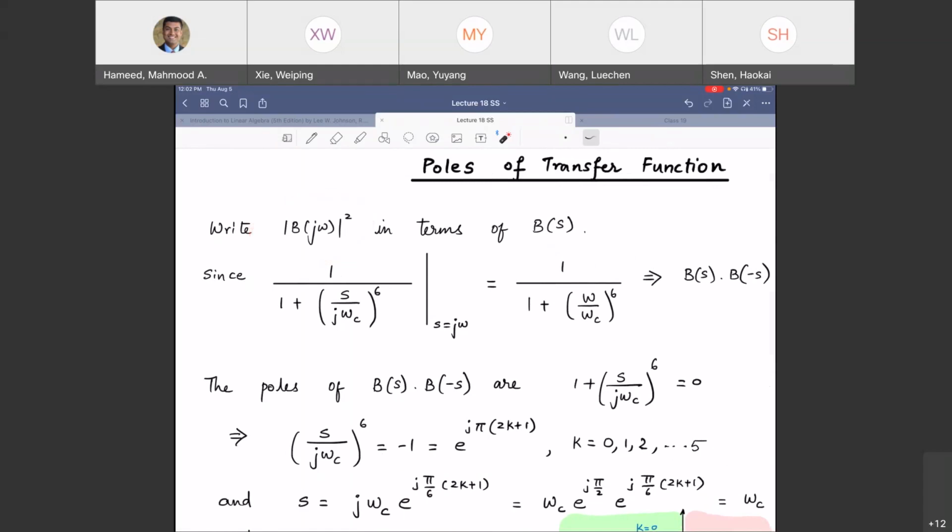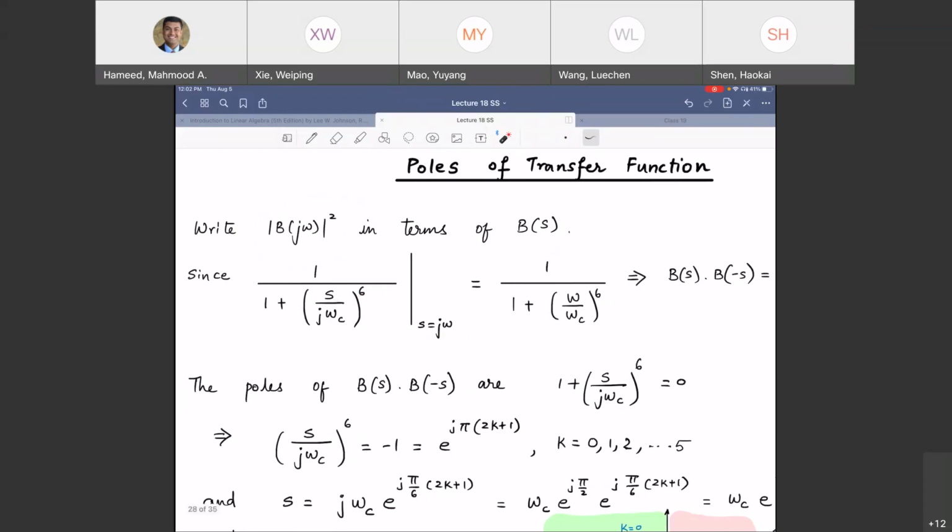So what we have here is, instead of omega earlier, we are writing s, right? S instead of j omega. Before this, we had 1 divided by 1 plus omega divided by omega c, whole cubed. Here we have a whole raised to 6. Now we have s divided by j omega c, the cutoff frequency of the Butterworth low pass filter, with s as j omega, which gives us back our original function that we had decided.